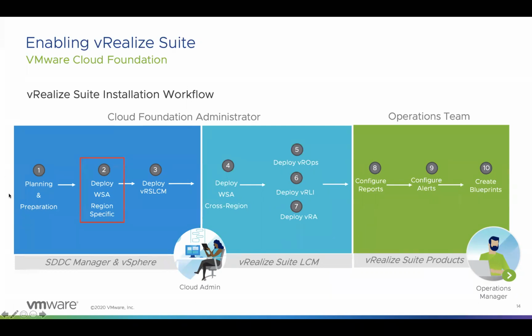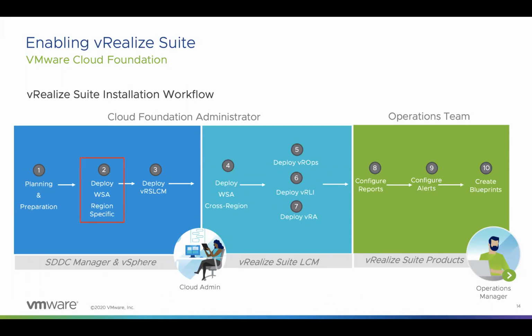So once we have done with stage number one, then we go with stage number two, where we first deploy the region-specific Workspace ONE. Workspace ONE is still the manual way. It does not come through the lifecycle manager. So you have to manually download Workspace ONE from the VMware website, connect to the vCenter server, deploy the OVA as a virtual machine, and then integrate it. You can refer to how to manually deploy it, so I will not focus more on that.